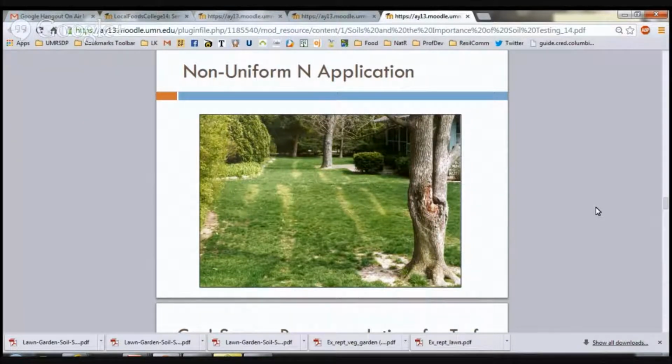So we've got a couple of questions here. The first one asks, does acid soil favor bacteria or fungi, or does alkaline soil? Is there an impact on bacteria or fungi?